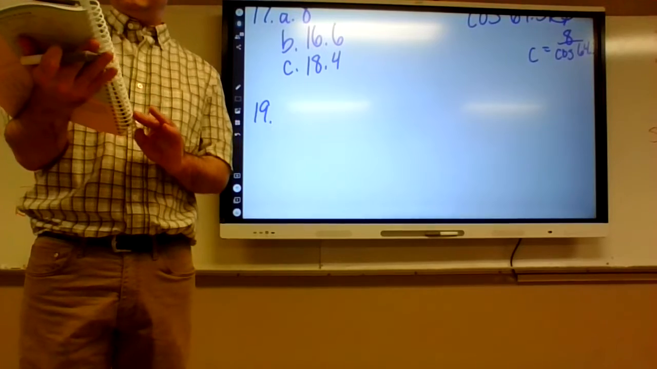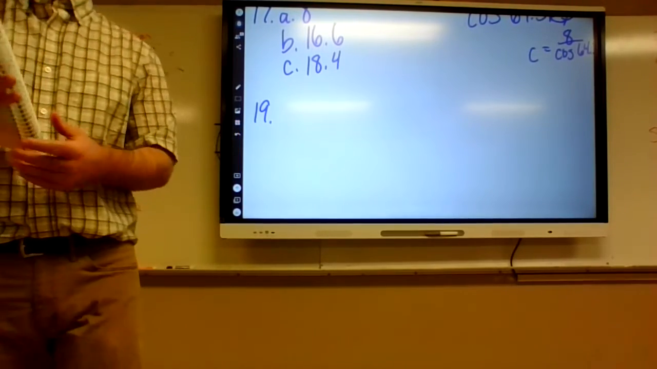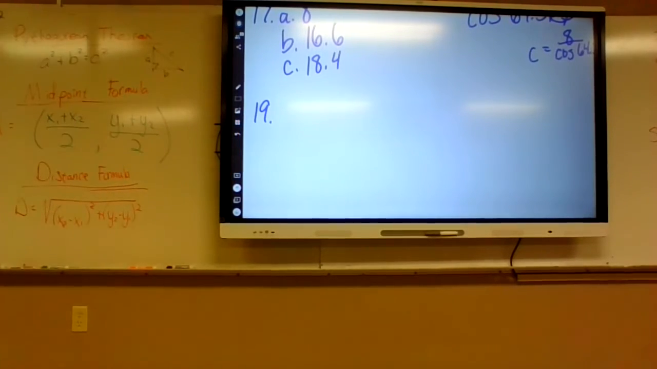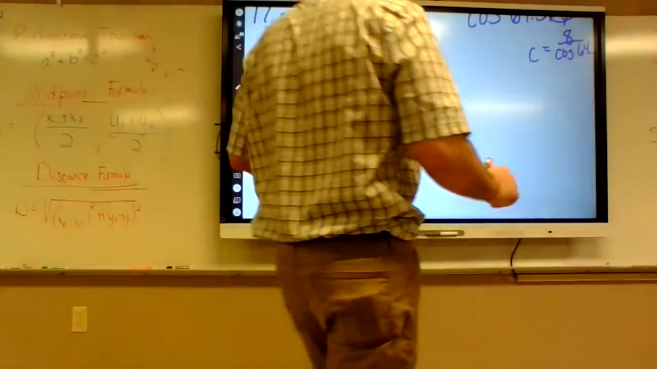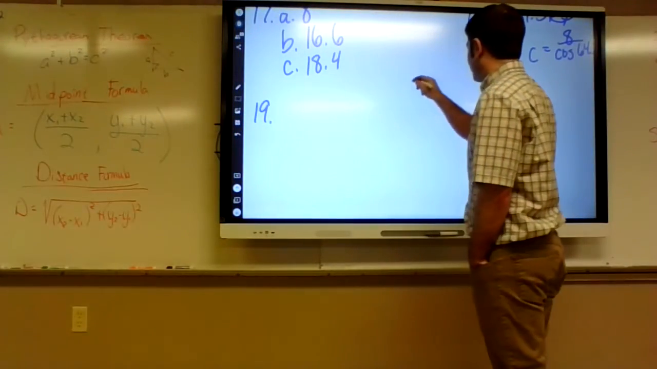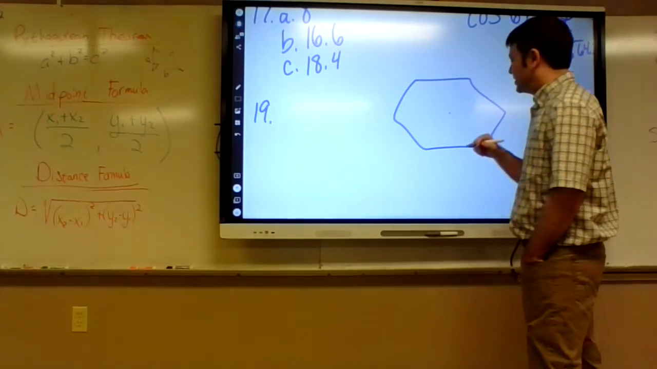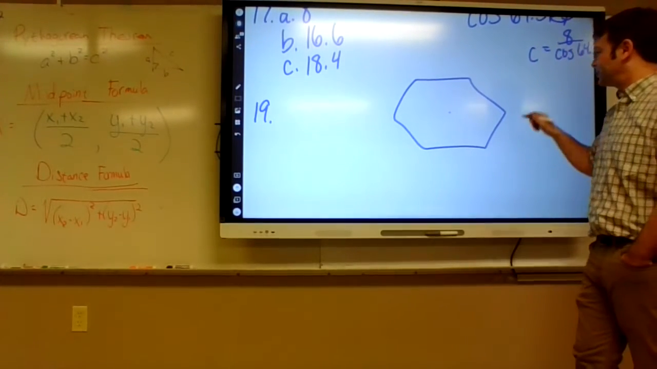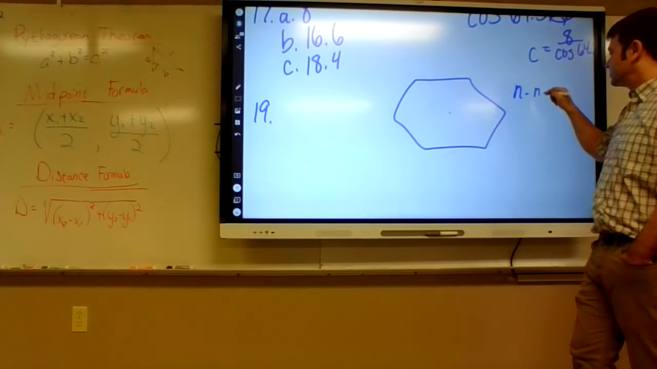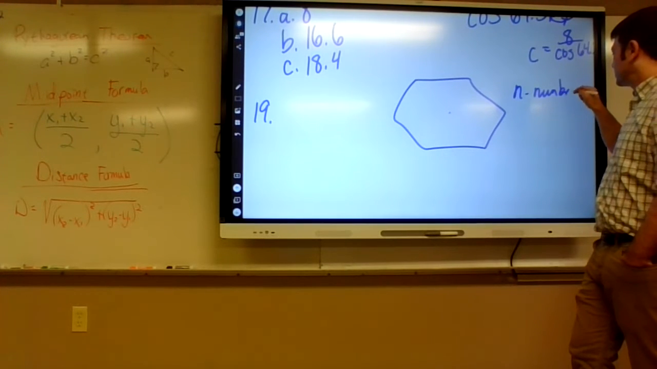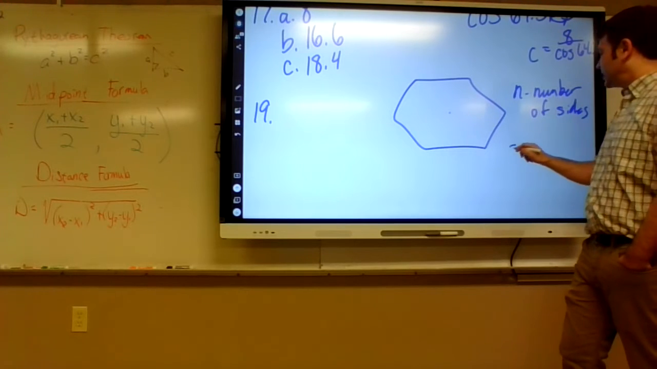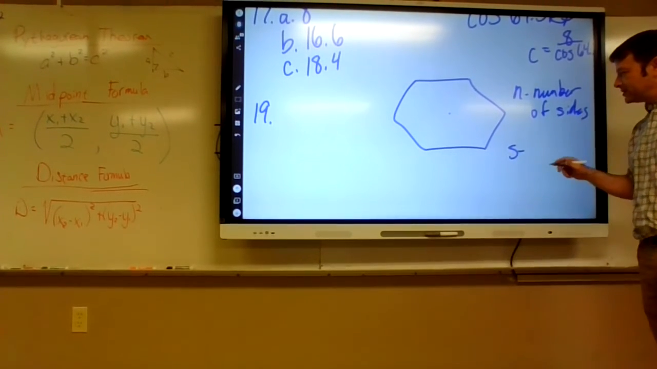19, this is going to give us some pain here. So we have some unknown polygon, but it says N stands for the number of sides, and S stands for the length of each side.